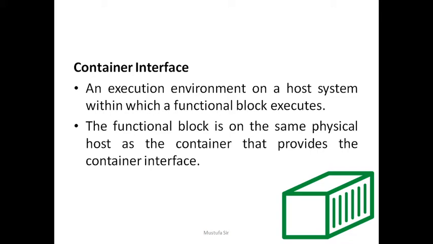Let me explain the functional block interface first. I have not mentioned the point here, but listen carefully. It is an interface between two blocks of software. When two pieces of software communicate with each other, that's a functional block interface. They call each other's functions, so we call it a functional block interface. People also call it an API, that is, application programming interface. And a container interface is an execution environment on the host system within which a function block executes. So the environment where the function block actually executes is the container interface.